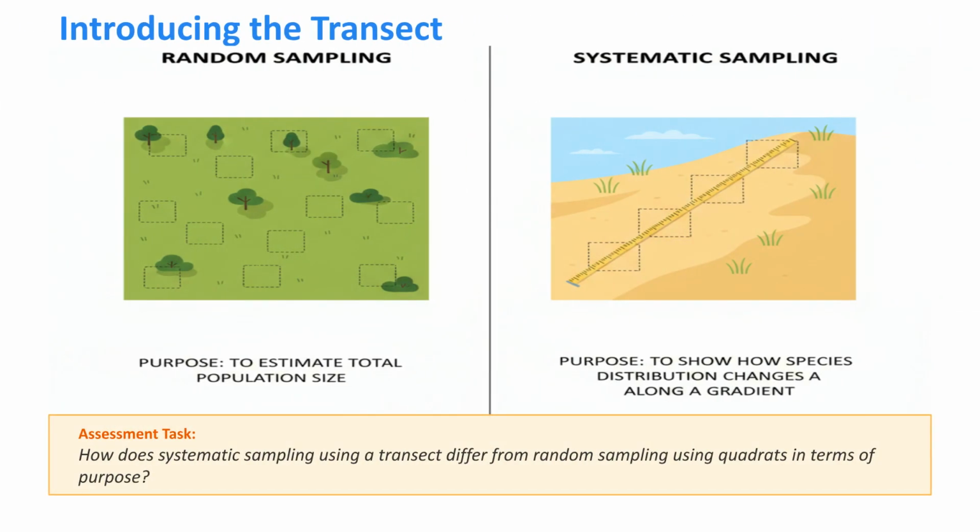For systematic sampling, we introduce the transect. Unlike random sampling, which estimates total population size, systematic sampling uses a transect to show how species distribution changes along a gradient.